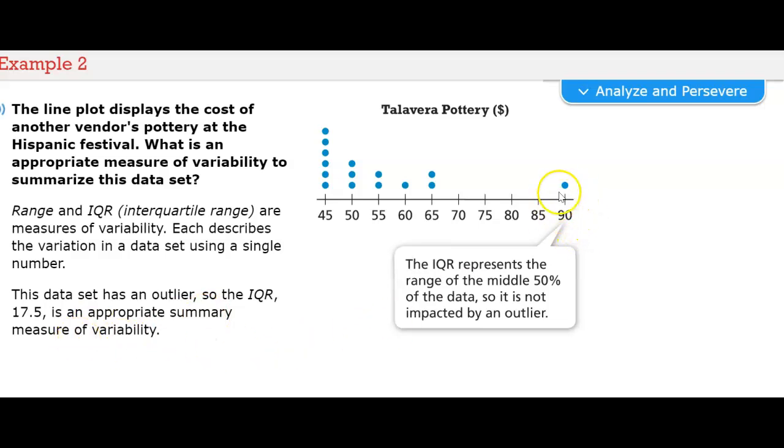The IQR represents the range of the middle 50% of the data, so it is not impacted by an outlier. To use the range, we would be taking the greater number and subtracting the least number, and that would not give us the best variability of this data, with that being the only one over here versus the rest of the data.